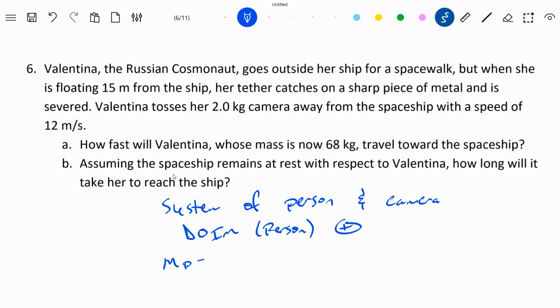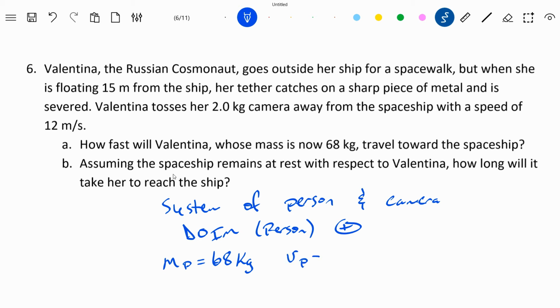The mass of the person is, where was it? I thought I had it in there. Oh yeah, it's there, 68 kilograms. I think it says mass is now 68 kilograms. This is meant to be the person plus her equipment and spacesuit and all that stuff, but not including the camera. She's already tossed that. So mass of the person, 68 kilograms.